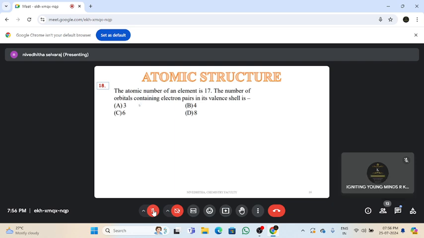Varsha, what is the answer? Okay, Divya's answer is option A. Tatvatika's answer is also option A. Okay, we'll check. Geetan, Varshini.